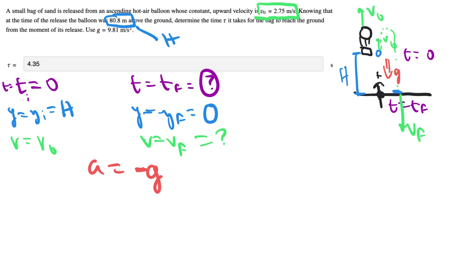Generally, solving a kinematic problem, what we want to do now is say, what equations relate things that we know to the thing that we're looking for? And if we look here, we're looking for tf. So we want to use an equation that has t in it. So we can plug in t equals tf into that equation.